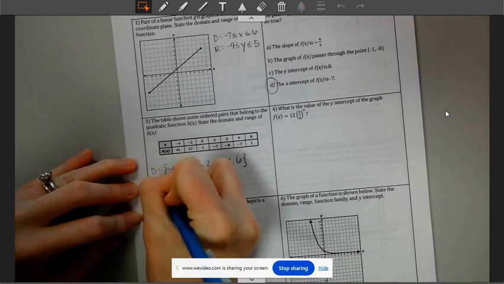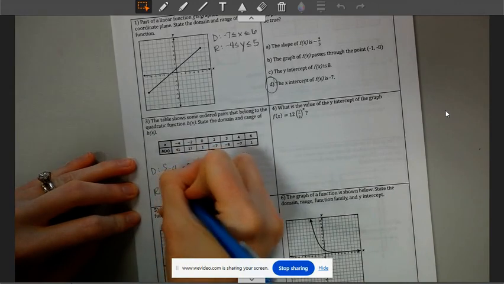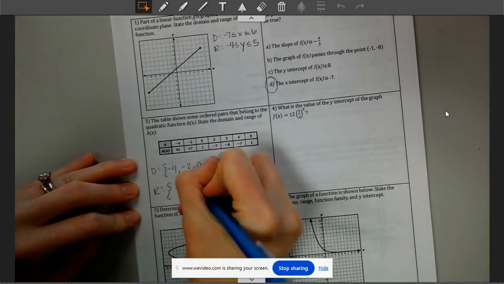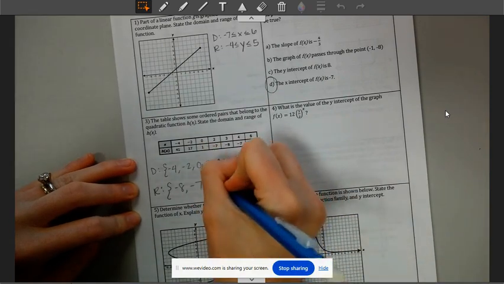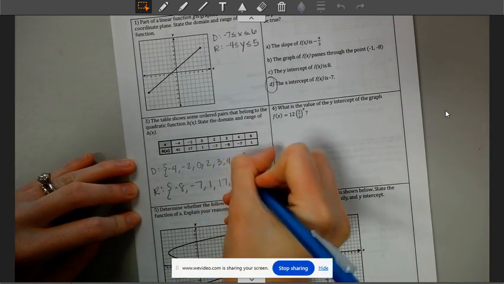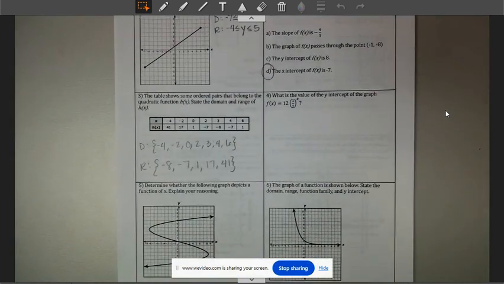And your range, you are just going to list the y values in order from least to greatest. Well, the least we have is -8. There are two -7s, so I'm only going to list it once. There are two 1s, I'm only going to list that once. And then we have 17 and 41. Discrete graphs, you only have to list them.